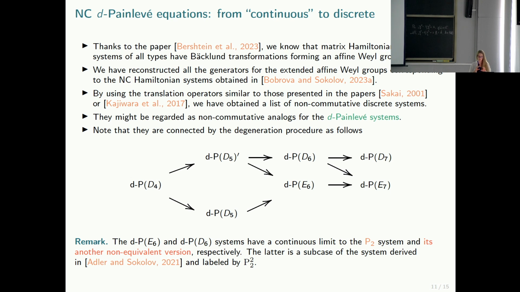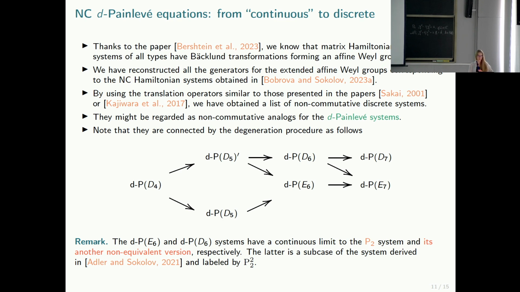At this point, I want to say that discrete Painlevé equations, even in the non-commutative case, can be considered the most general object, because by using continuous limits we can obtain the non-commutative differential Painlevé equations from the classification paper joint with Vladimir Sokolov. So how much time do I have?